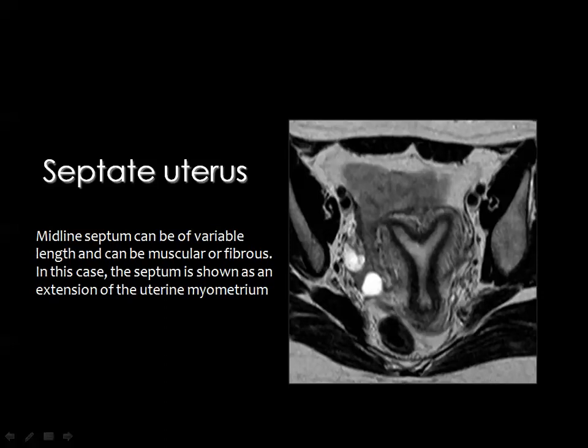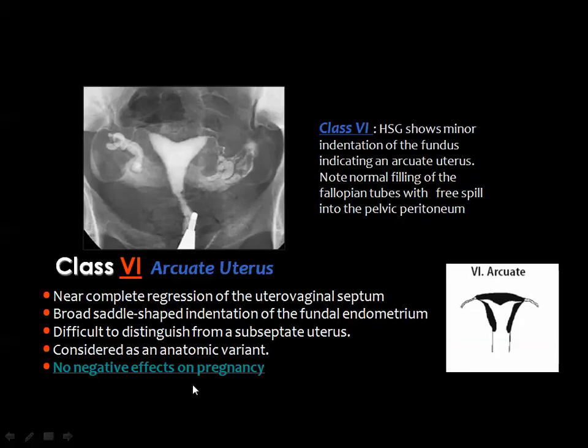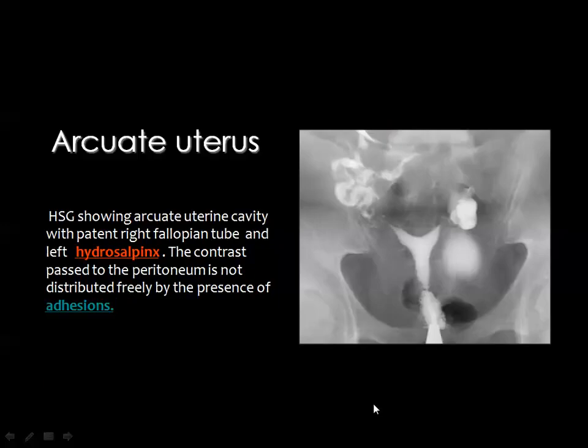And this is also an example of septate uterus, partial septation with two endometrial cavities in a single cervical canal. Then arcuate uterus is considered by many as a normal variant. There is some depression in the uterine fundus as seen by MRI and also by hysterosalpingography, as you can see here. And this arcuate uterus has no negative effects on pregnancy.